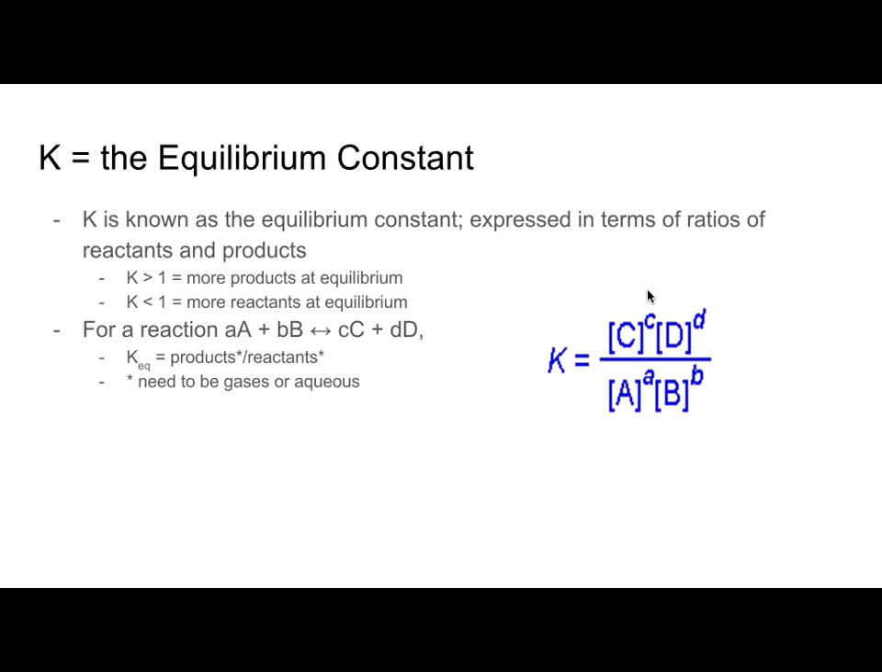K has to do with concentration, or the amount of stuff, which means that has to be able to vary. It turns out gases and aqueous solutions can vary, but if you have a liquid or a solid, I can't write that into here because the concentration of a solid is the solid. The concentration of a liquid is whatever the liquid is. So that can't change. So all we can put into this are gases or aqueous solutions.